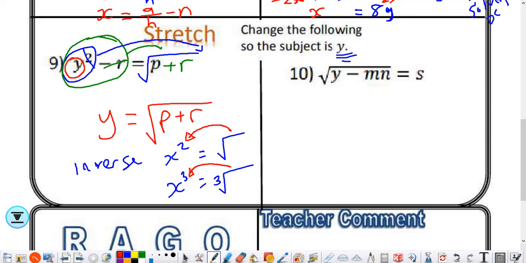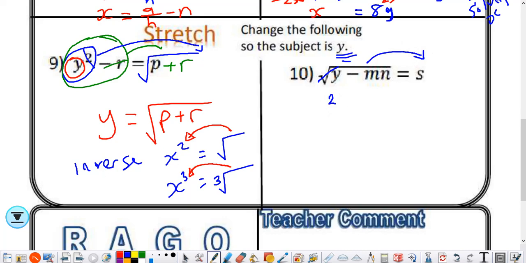So let's look at question 10. Question 10. We've got the square root of y minus mn, and that's going to equal s. So all I'm going to try and do is break this down and make it easier at each stage. Now the thing that's over the top of all of this we've got to get rid of first. So we need to get rid of this square root. So if I move the square root to the other side, I do the opposite, and to balance it, I'm going to square it.